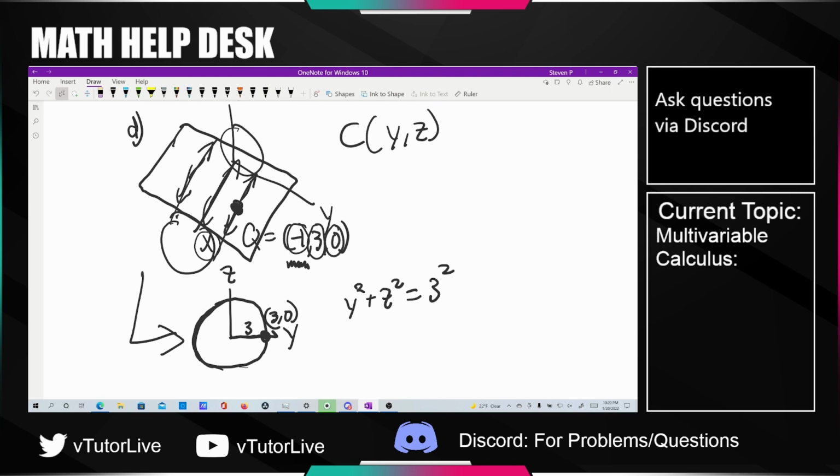And the idea is that although this equation in 2D is a circle, what's up? Sorry, did someone say something? I'm happy to address it if there's any questions.